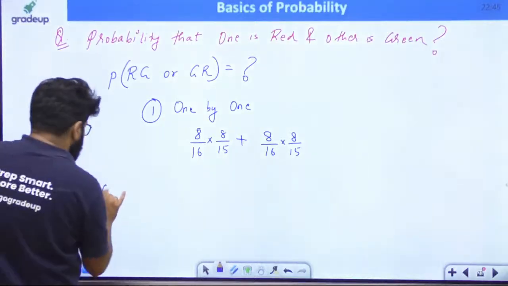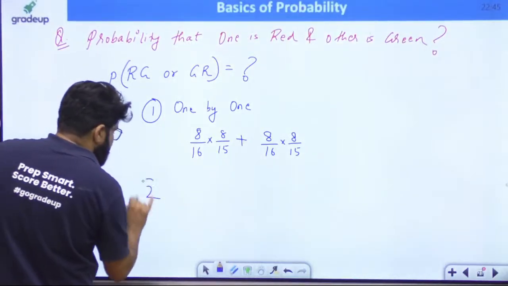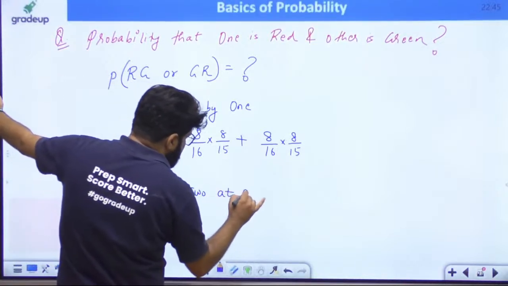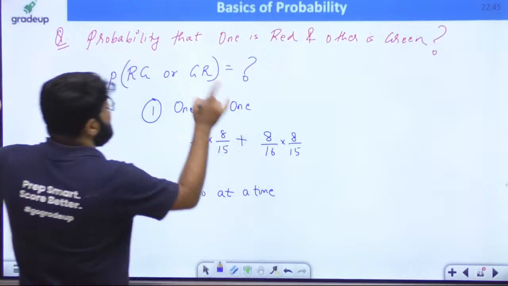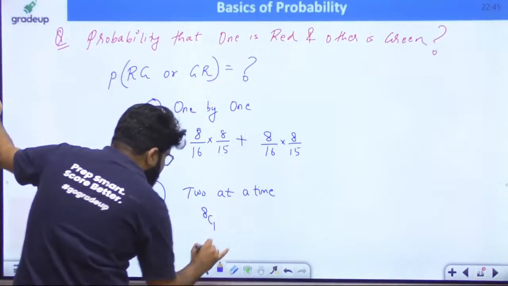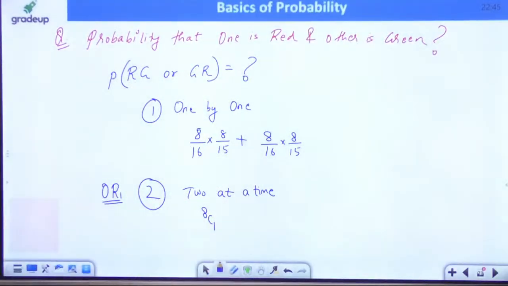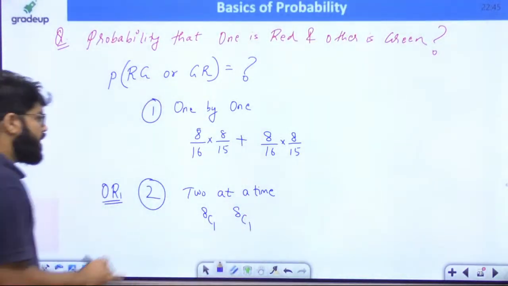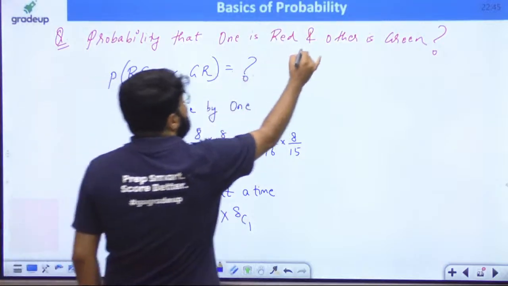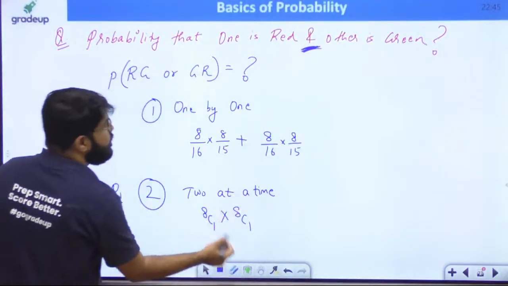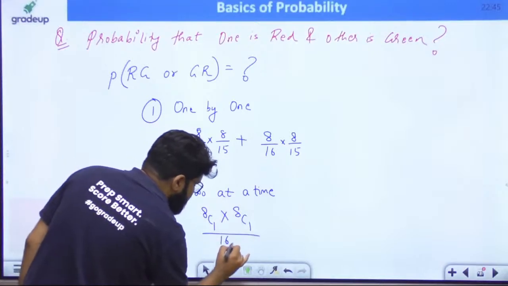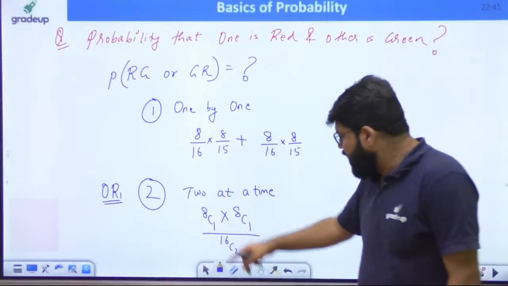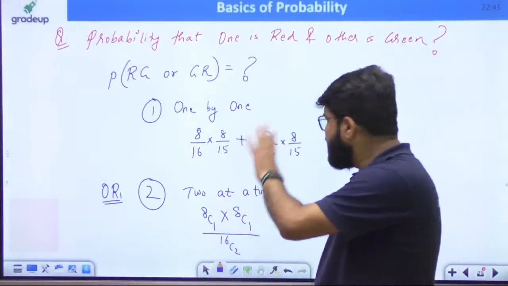Or here you can apply the second method, 2 at a time. But what is my favorable case? One red and one green. In how many ways can you select one red out of 8? In how many ways can you select one green out of 8? 8C1. I want one red and one green, that is an 'and', so I will multiply. Divided by 16C2, any 2 out of 16. This will give you the correct answer.